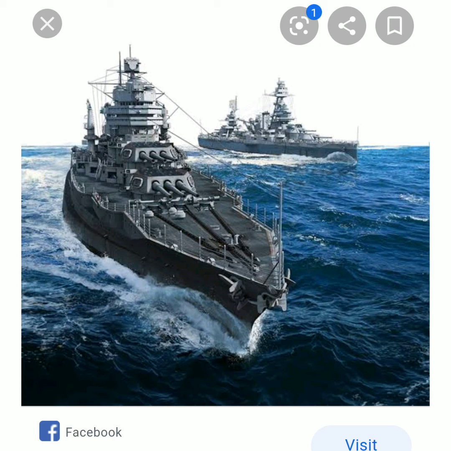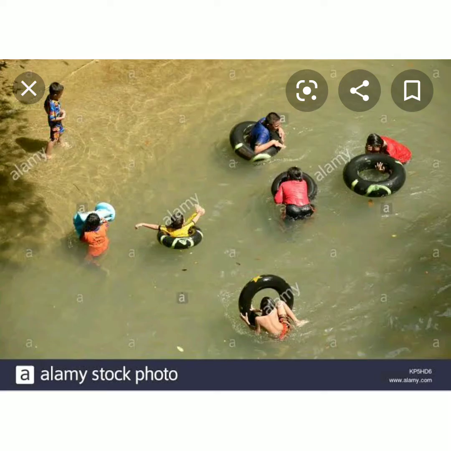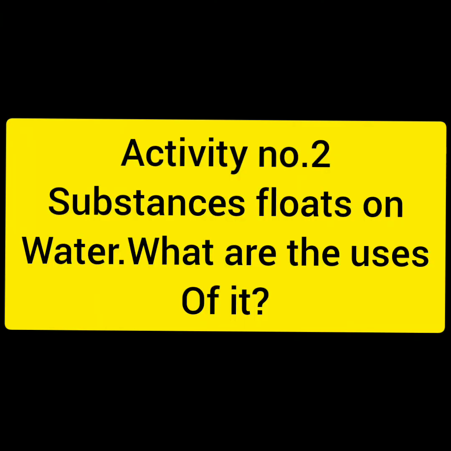Then what are the uses of this property of water? That is, water can float many objects. We can ride through rafts. We can learn swimming by using tires. So let's have our second activity, that is activity number 2. Substances that float on water, what are the uses of it? What are the uses of this property of water?